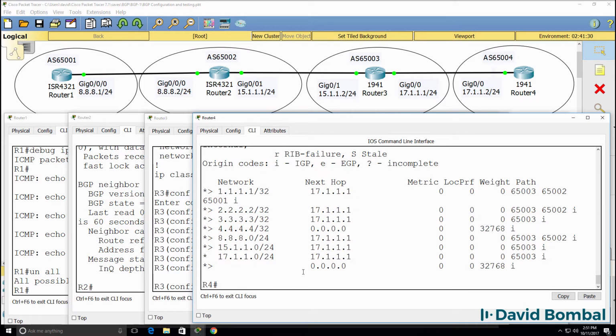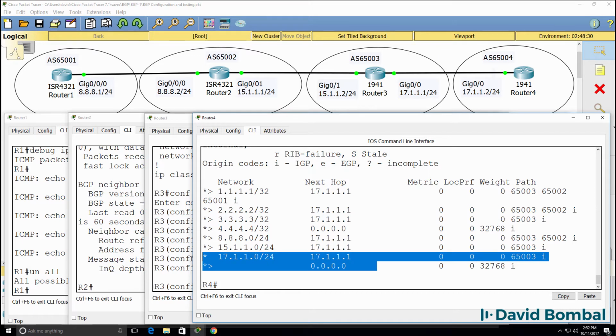So show IP BGP. We are seeing routes in the routing table. There's 8, there's 15, and there's 17. Again, you don't have to advertise on both sides, but you can do that in case one of the routers goes down or an interface goes down in your network. If multiple routers advertise, you have redundancy.